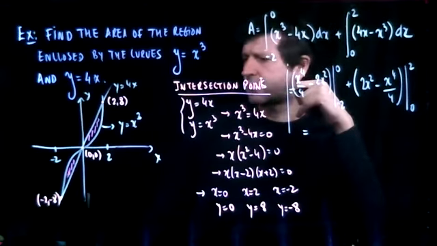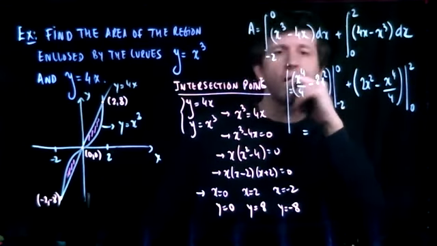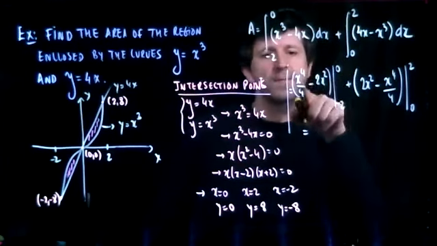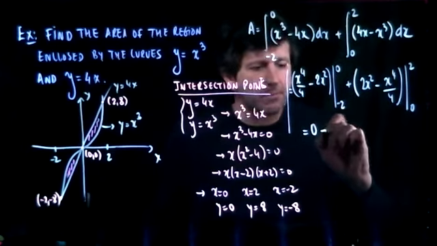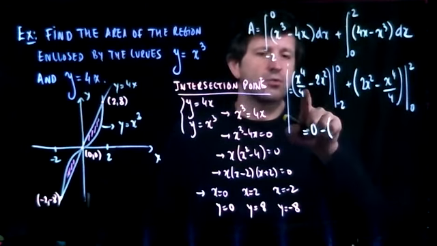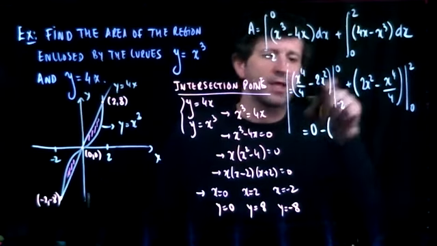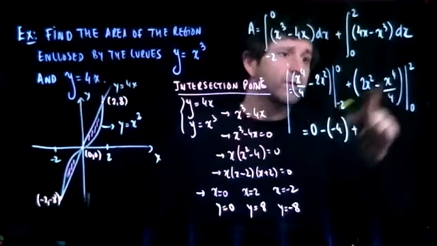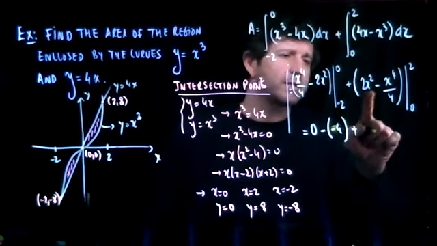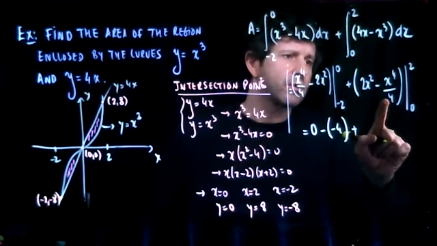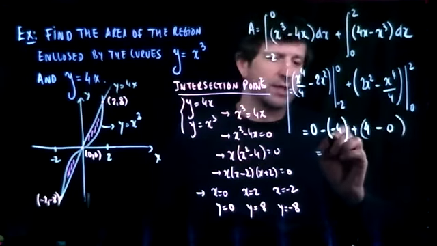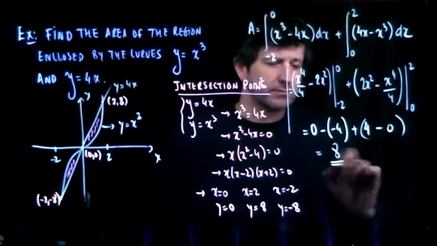Did I make a mistake? Oh, that's fine. So I have 0 minus, and if I plug in negative 2 here, I get 4 minus 8, which is negative 4. Perfect. Plus, if I plug in 2 here, I get 8 minus 4, which is 4, minus 0. Yeah, that's what I get. And so I get minus 4 plus 4, I get 8. This is my area.